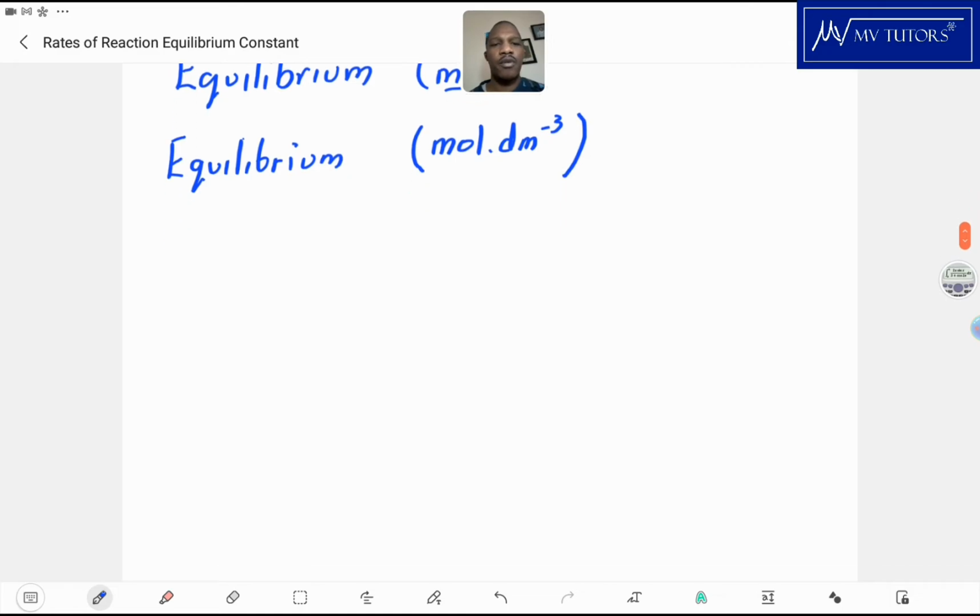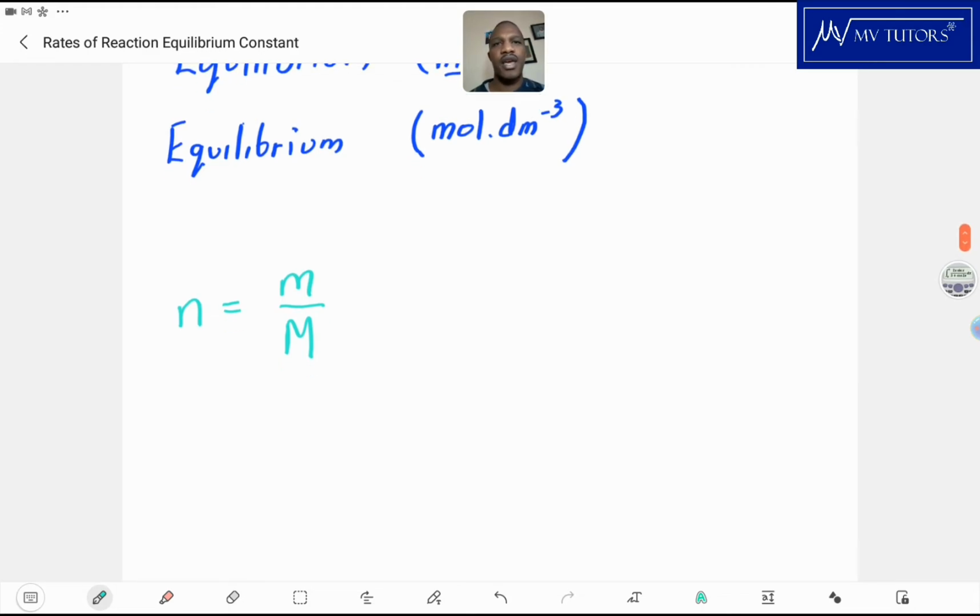Let me change the color of the pen. Let's use green. The number of moles, denoted by n, is equal to m, which represents mass, over capital M, which represents molar mass. Where do we get the molar mass from? We get it from the periodic table. These are all the principles that we need to answer the question, so let's go ahead and put these principles into practice.